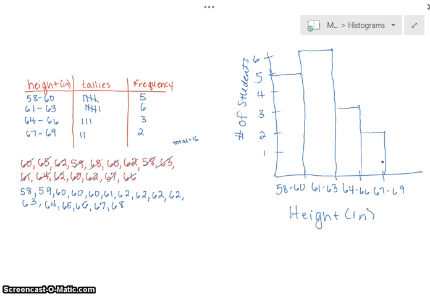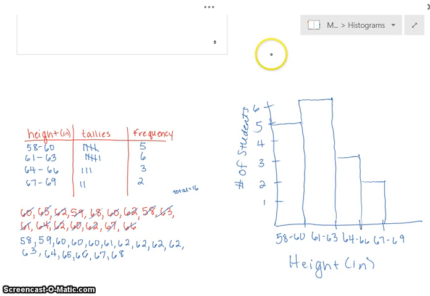And we're done. Oh, we need a title. This is height of students. The title is always the label of the two axes put together. So one axis was height, the other was number of students, so it's height of students. You put that together for your title. And that's how you create a histogram from scratch.